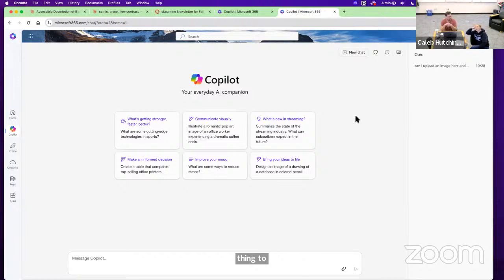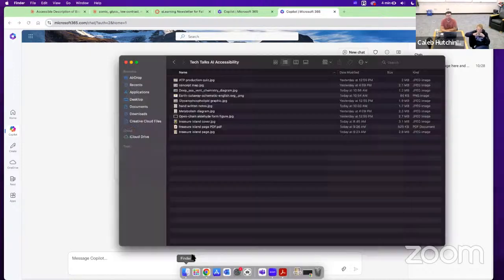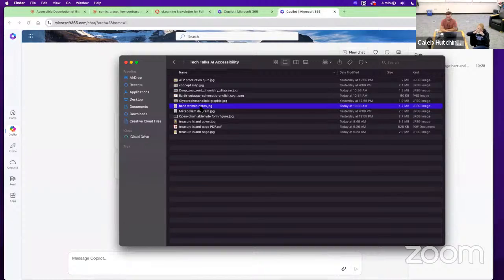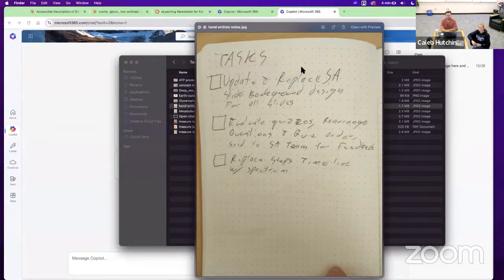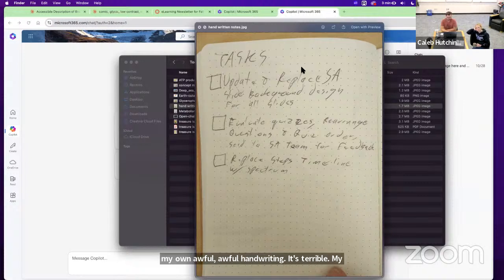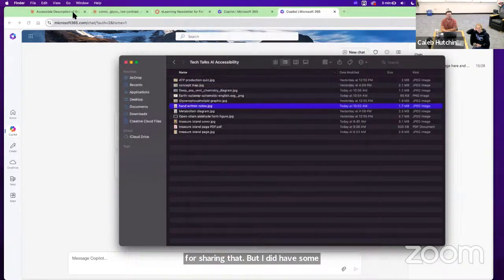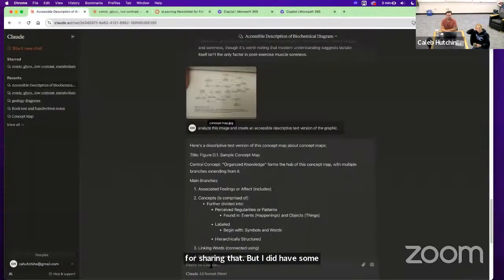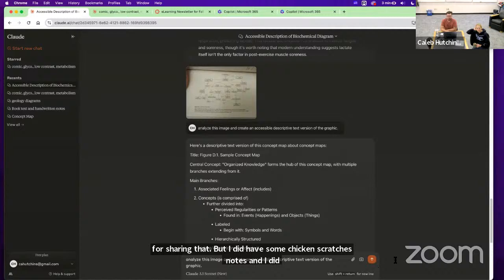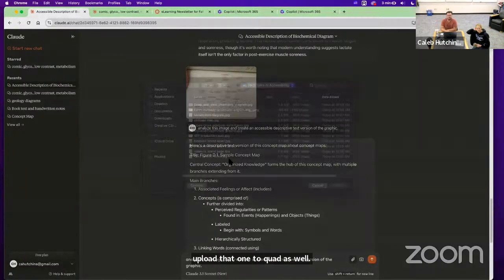I'm just curious about the handwritten one. Oh, yeah, you know what, we are technically out of time, so if anybody leaves, it won't hurt my feelings. But I did also take a picture of my own awful handwriting. It's terrible, my handwriting's bad, and I feel bad about it. I'm sorry for sharing that. But I did have some chicken scratch notes, and I did upload that one to Claude as well. And I can show you what it did for my really bad handwriting.